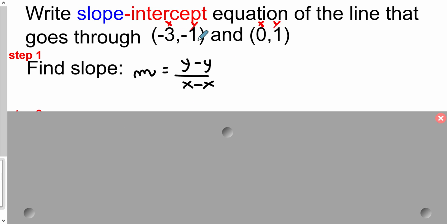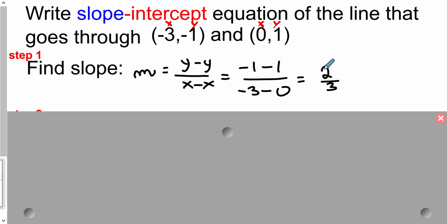The ordered pairs here are always x number first, y number second. So we take those and plug them in, y minus y. I'm going to choose the first y here, which is -1, and then the subtraction sign right behind it, and then the second y is +1. Now we do the exact same thing with the x. Since I chose the -1 first for y, I'm going to choose the -3 for the first x, put a subtraction sign behind it, and the second x is a 0.